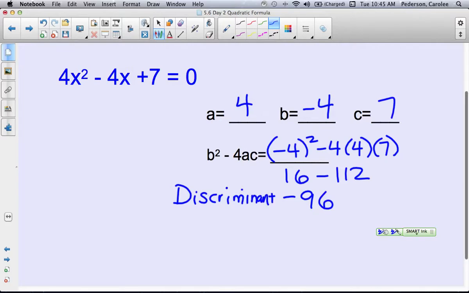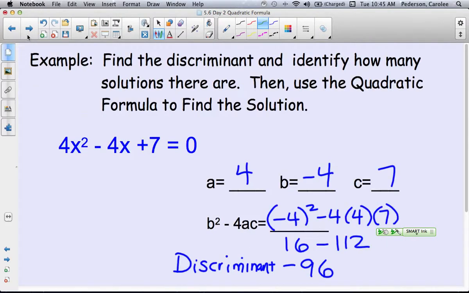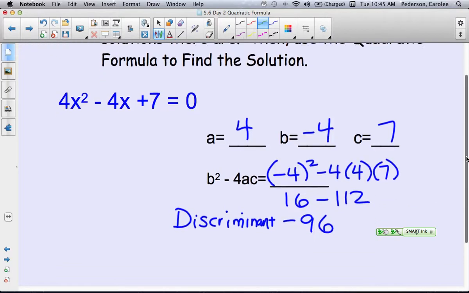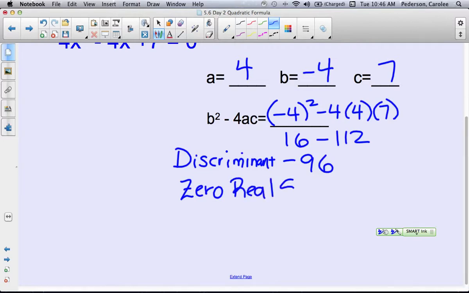So now let's go back to our chart. Our discriminant is a negative value. So that means we have 0 real solutions. We have what we call a complex solution, and we have 0 x-intercepts. So it would be either above or below the x-axis. So after identifying the discriminant, we identify how many solutions there are. So there are 0 real solutions.